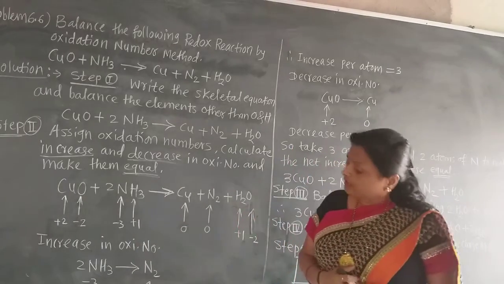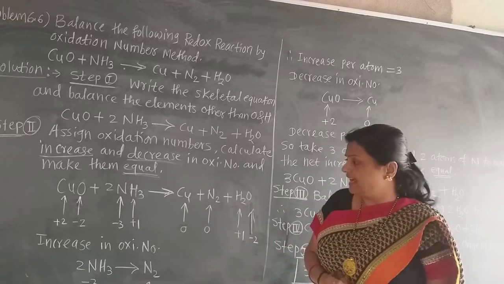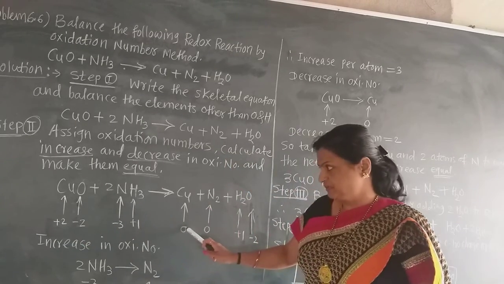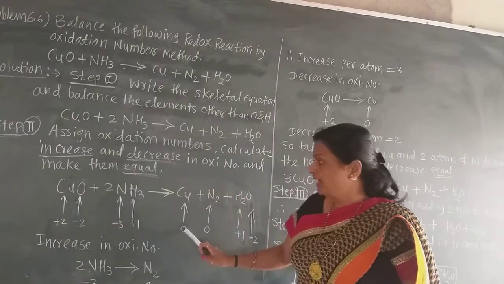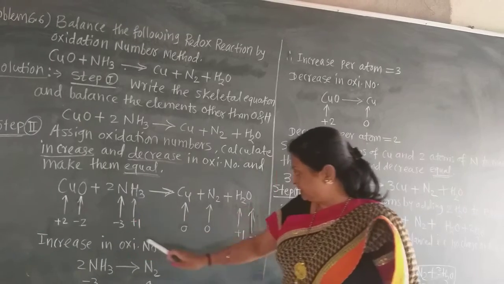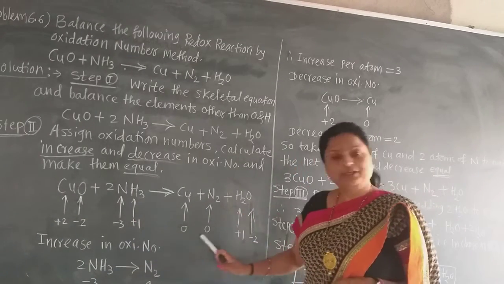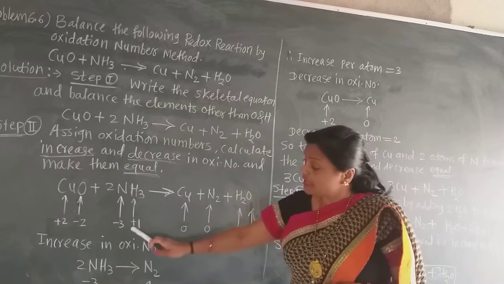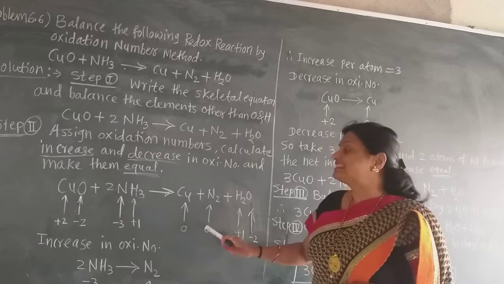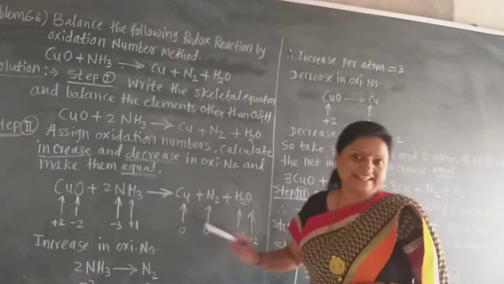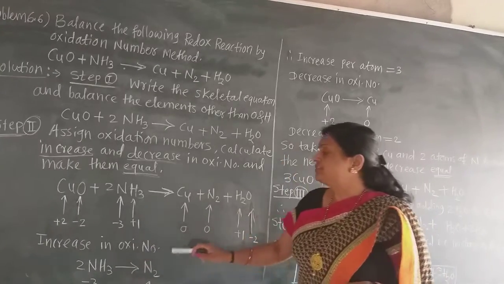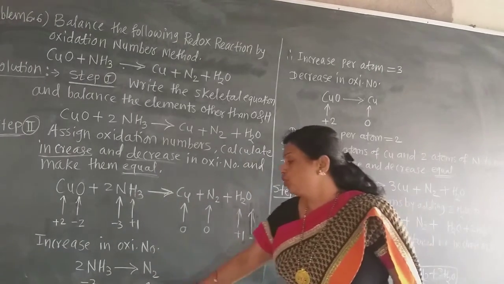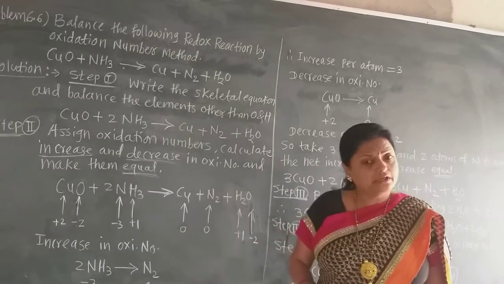Remember that. Now we see here that the oxidation number of copper decreases from +2 to 0 and the oxidation number of nitrogen increases from -3 to 0, because -3 is less and 0 is more. Remember that. So here the oxidation number of nitrogen increases and the oxidation number of copper decreases. So the increase in oxidation number of nitrogen is from -3 to 0. Now there are two atoms at both sides.